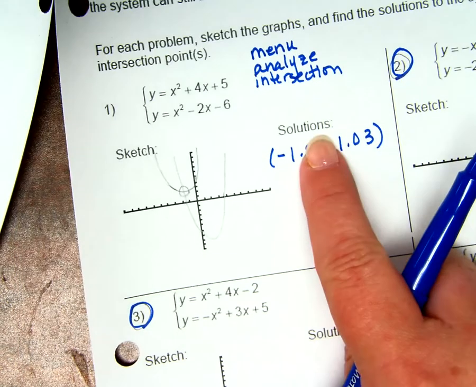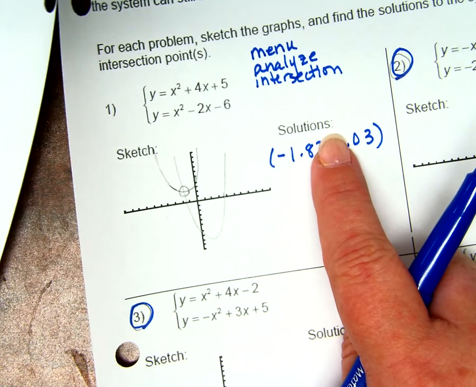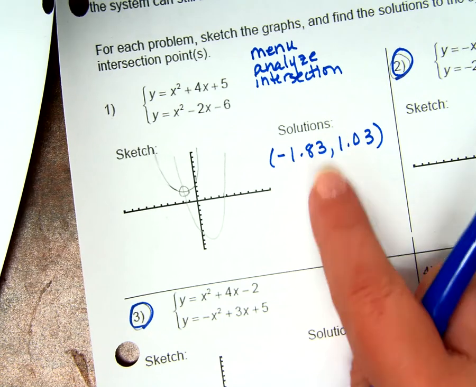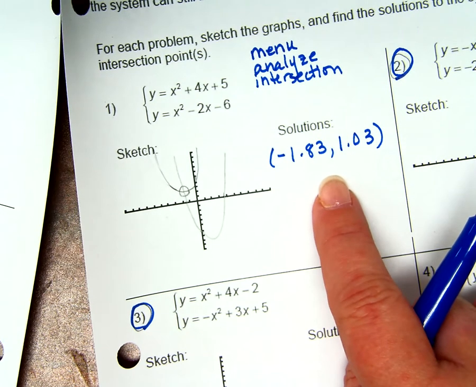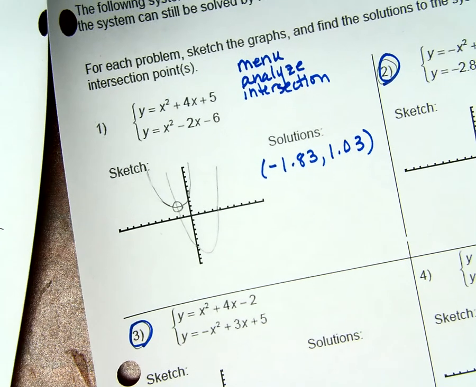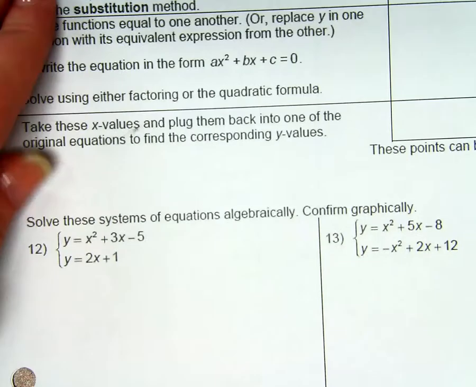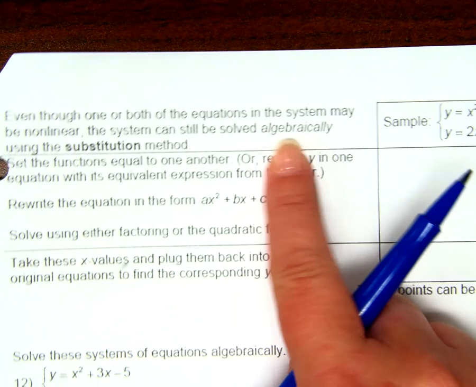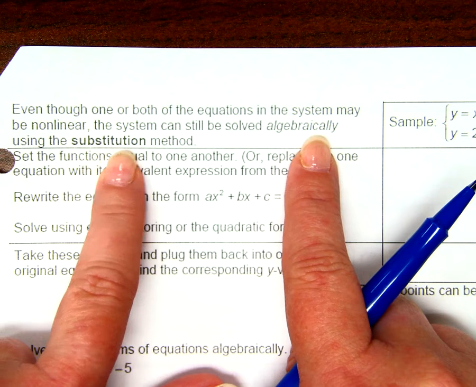Notice how it says solutions. Will there always be solutions? No, I just proved that, right? There's only one here. But if there are multiple solutions, you've got to find all of them. Okay? The second half of the worksheet deals with solving algebraically using the substitution method.